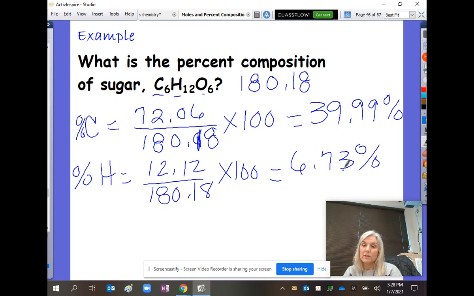So again, I want 2 numbers after the decimal. Even though this is 3 sig figs and this is 4, it's okay. We want 2 places after the decimal.